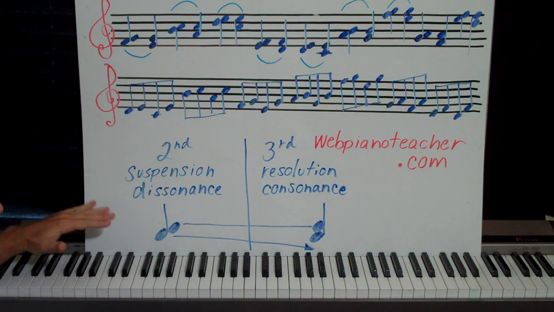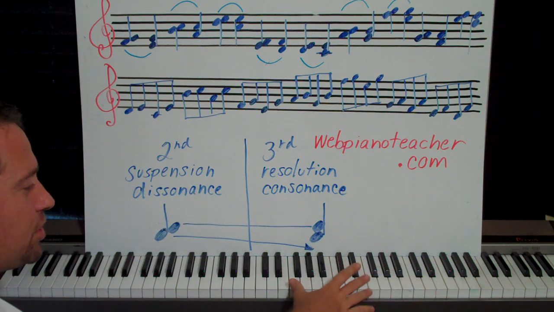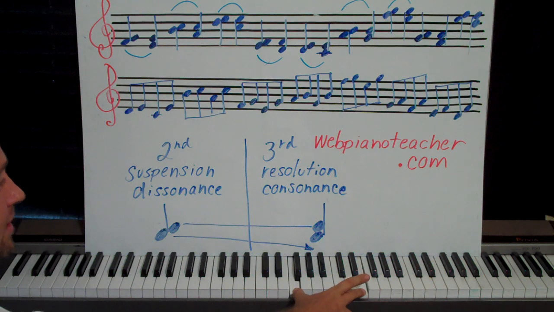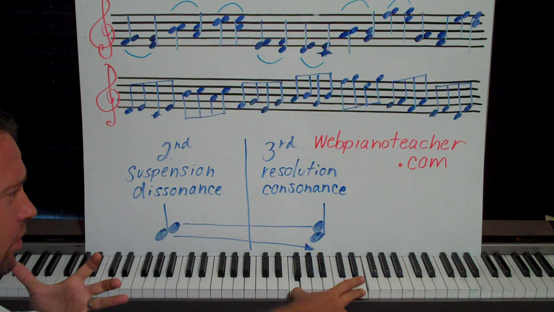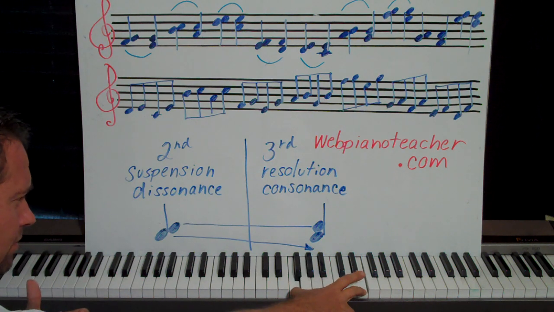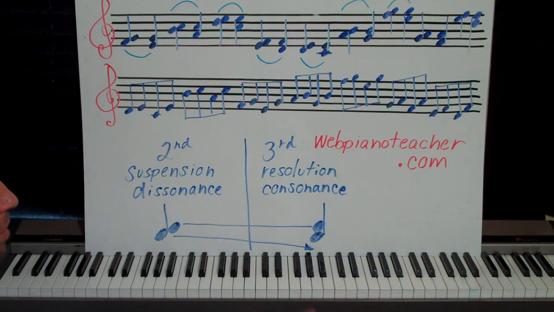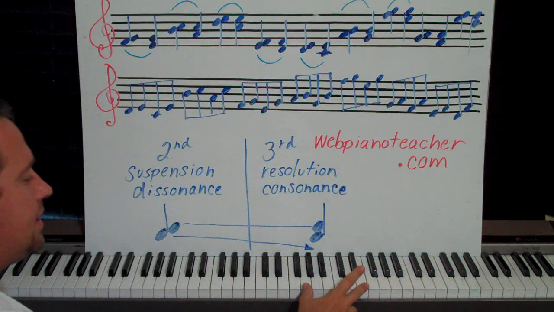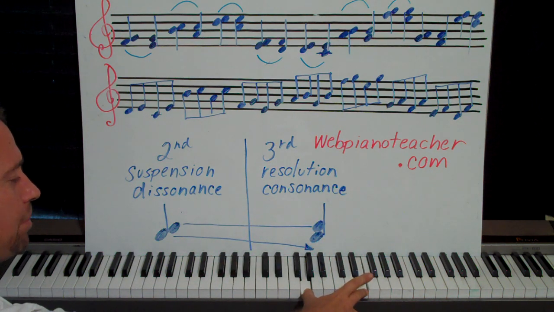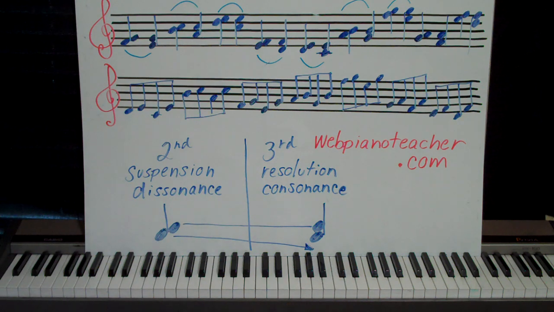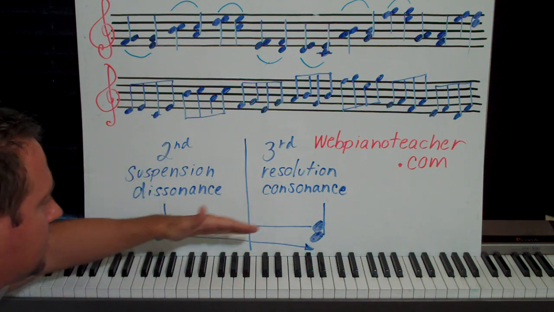Now there are other intervals that are dissonant and consonant. Here's another one, a seventh. Is that dissonant or consonant? Does that sound at rest, or does it sound in conflict? It is a dissonant interval, okay? Another example of a consonant interval is a sixth. Okay, it is at peace. Alright, so now we understand dissonance and consonance.